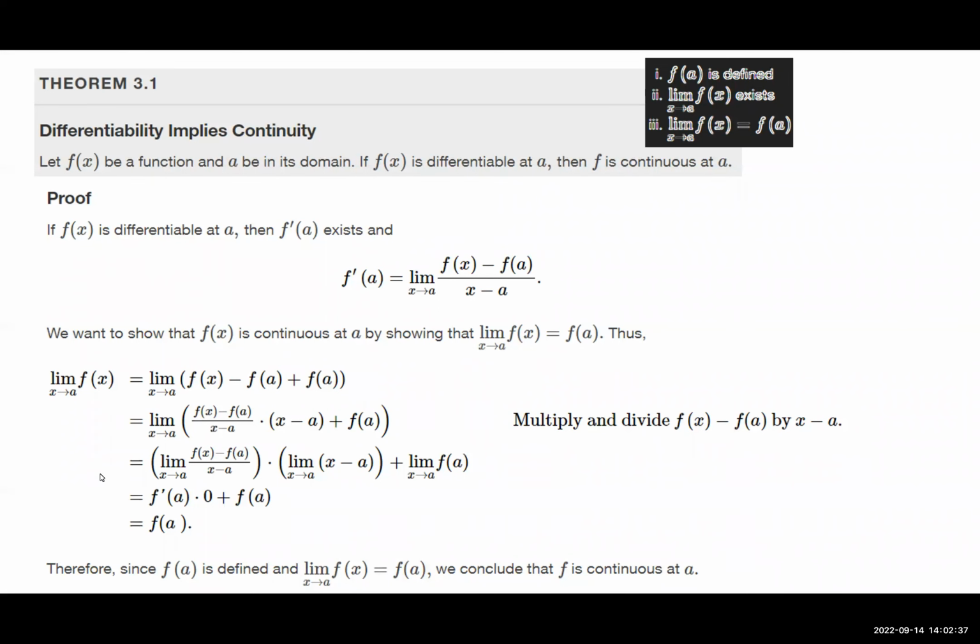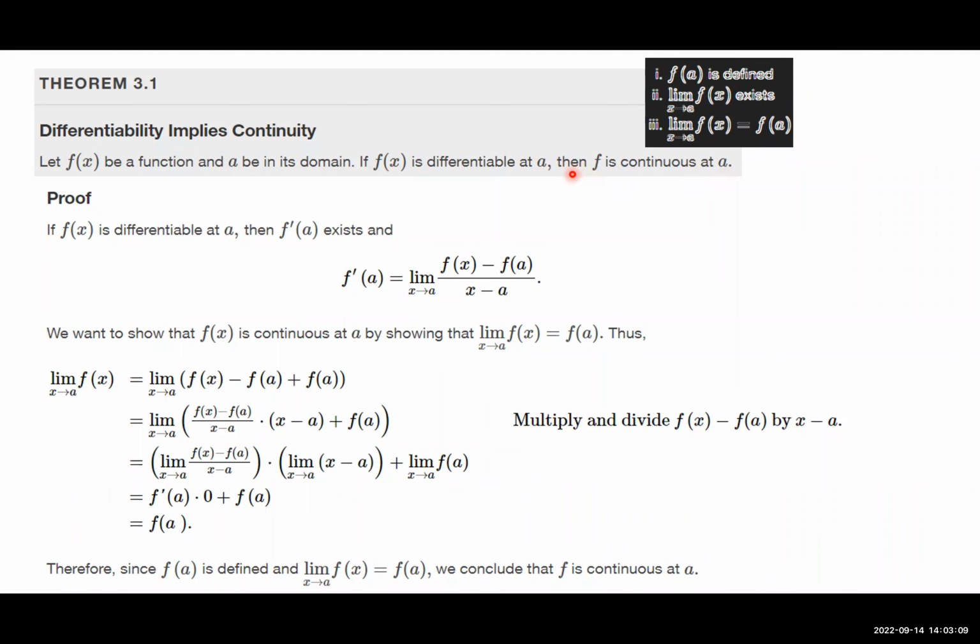All right, lastly, I want to go over this slide here and just explain what's going on. This is a theorem. It says differentiability implies continuity. Let f of x be a function and a be in its domain. It's a crucial piece there. If f of x is differentiable, in other words, it has a derivative at a, then f is continuous at a. So we want to show this.